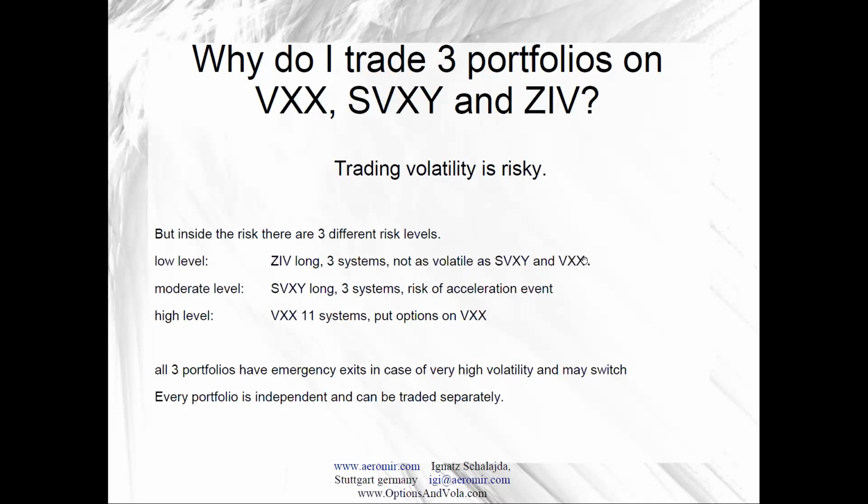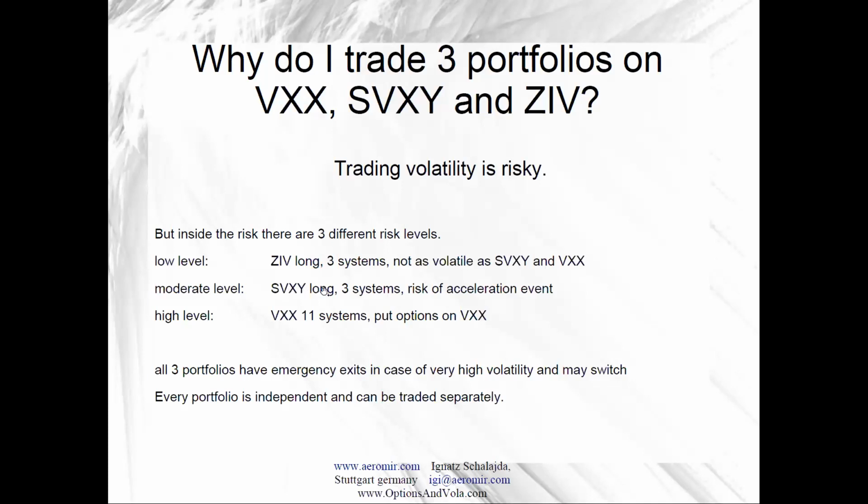Why? Because there's a lot of extrinsic value in the futures. The extrinsic value in the futures is between 4 and 7 months. That's not like in the SVXY, because here there are the front and the following month. But here I call it the moderate level.